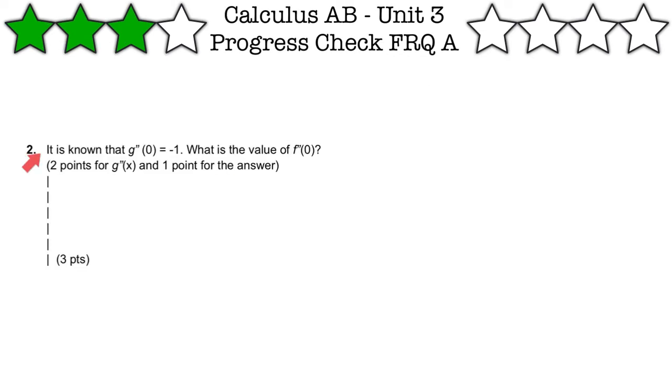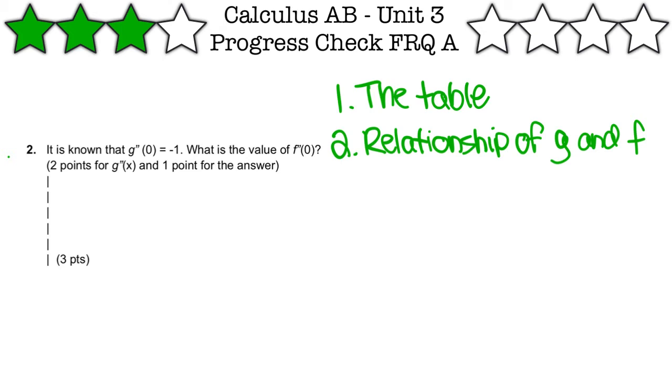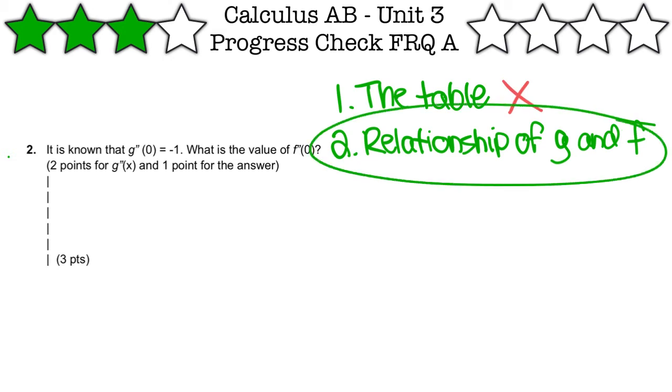The second part of this question tells us that g double prime of 0 is -1 and asks us to find the value of f double prime of 0. Notice that 2 points are given for finding g double prime of x and 1 point for the answer. Since we're being asked about f double prime of 0, there are only two things to consider: the table or the relationship between g and f. Since the table doesn't list any values for f double prime, we can only use the symbolic relationship.